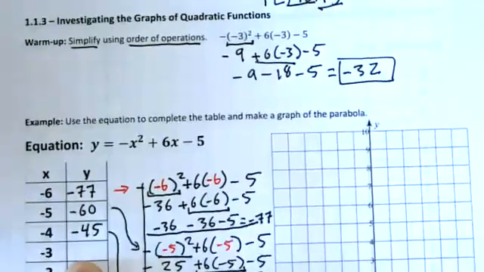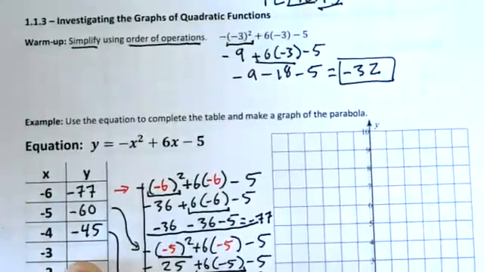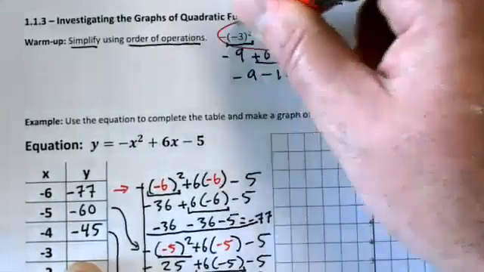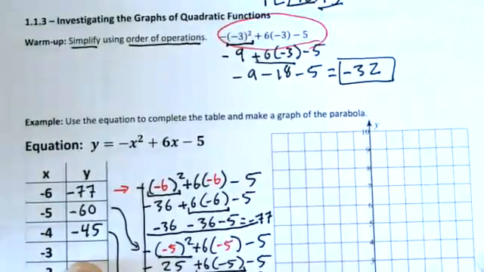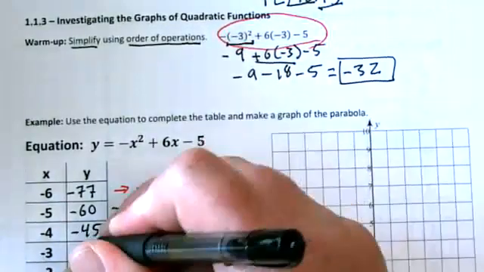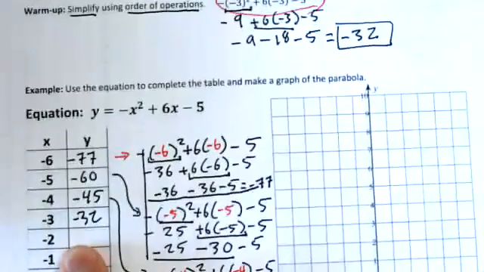What is the answer going to be for negative 3? Did anybody notice that we already did this same thing for negative 3 in our warm-up? Isn't this work up here exactly what we would have done if we wanted to plug in negative 3? It's the same equation, isn't it? And we got negative 32. So, all right, let's write it down. Now, we have not done negative 2 yet.